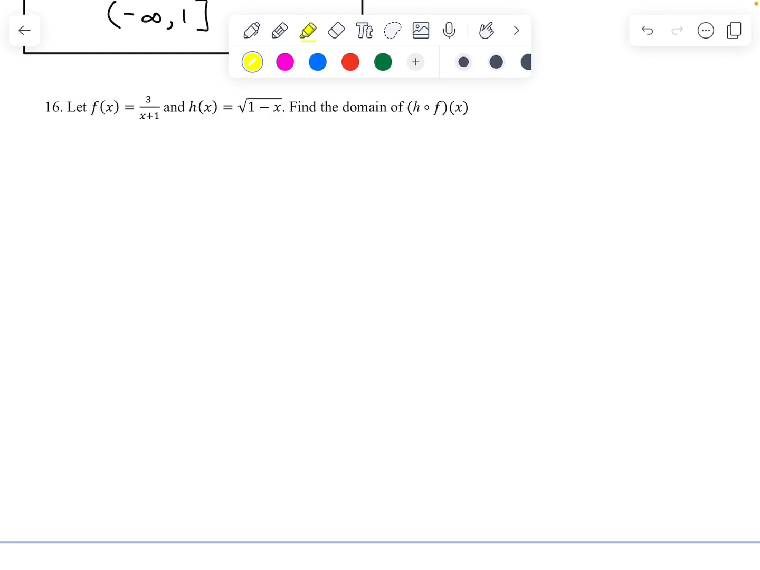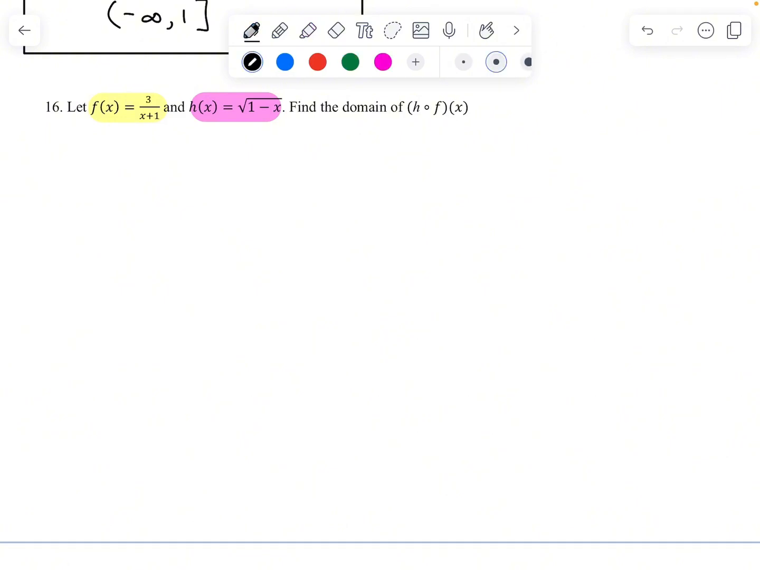Let's begin. Alright, so in example 16 we have the same two functions as we did in example 15. They are f of x is equal to 3 divided by x plus 1 and h of x is equal to the square root of 1 minus x. And I'd like to find the domain of h composed of f of x.